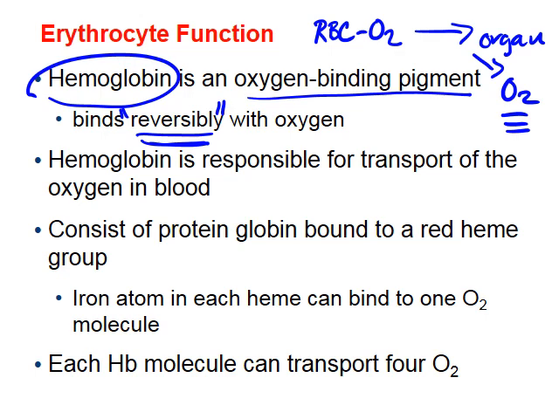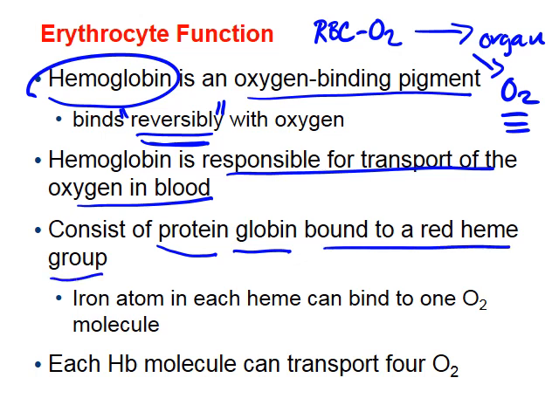You have to allow oxygen to bind to the red blood cell, and then it has to come off of the red blood cell as easily as it bound to the red blood cell. It's responsible for the transport of oxygen in the blood. It consists of a protein called globin, bound to a red heme group. And I'll talk more about this. There's a picture coming up.